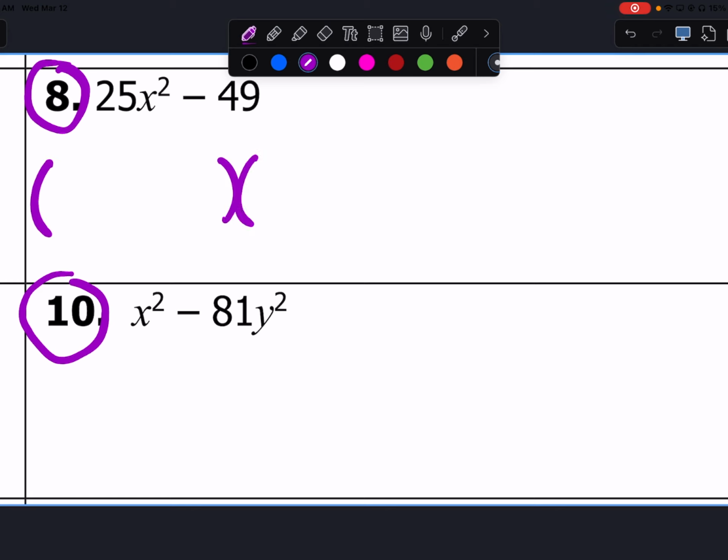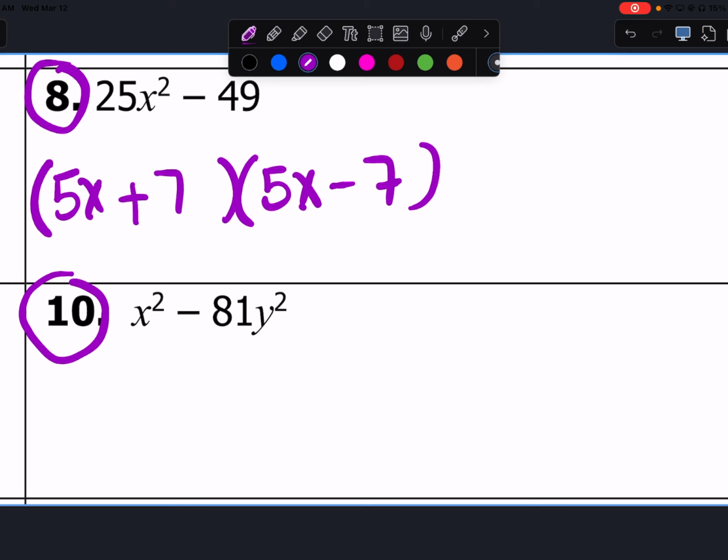For number 8, what should go in my first parentheses? 5x plus 7. What should go in my second one? 5x minus 7. The order of the positive and the negative does not matter. If you said 5x minus 7 times 5x plus 7, that is perfectly fine.